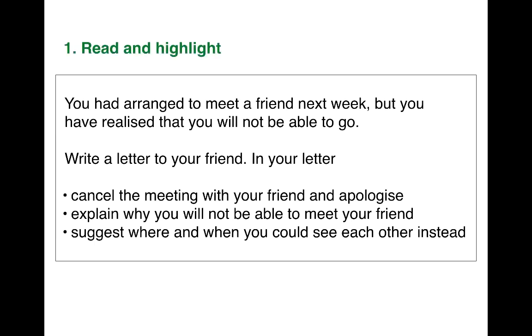Here's the first step: read and highlight the question. So, you had arranged to meet a friend next week, but you have realised that you will not be able to go. I'm going to highlight meet a friend next week and not be able to go. Write a letter to your friend. In your letter, cancel the meeting with your friend and apologise. Explain why you will not be able to meet your friend and suggest where and when you could see each other instead. So that's step 1. We've read the question and highlighted the main information.